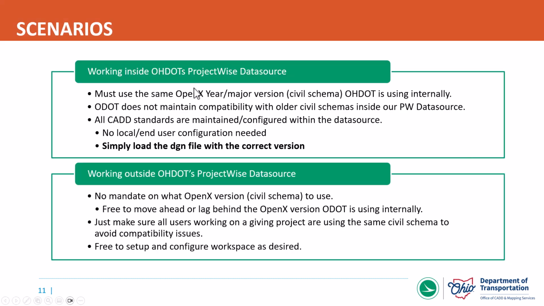Now let's talk a little bit more about what action items you might need to do if ODOT's moving to a new schema, right? I touched on it, but if you're working inside ODOT's ProjectWise data source, then you have to use the same civil schema that ODOT's going to be using internally. All right, and part of the reason for this is that inside our ProjectWise data source, we don't maintain the compatibility with older versions, right? We have one workspace, and we just update it over time.